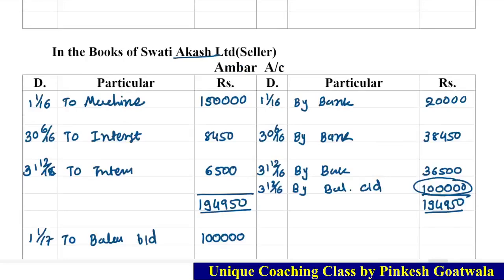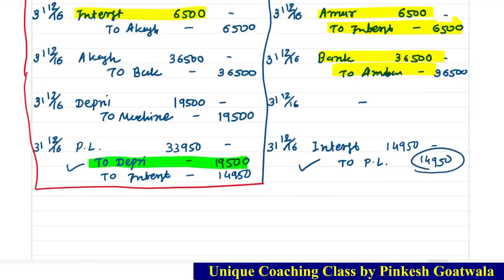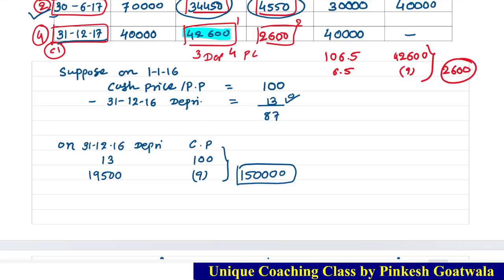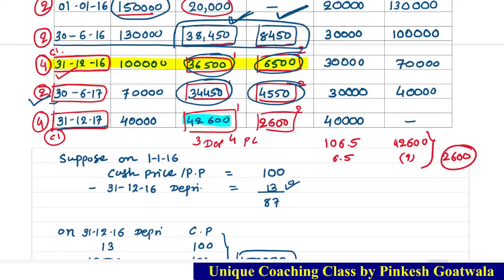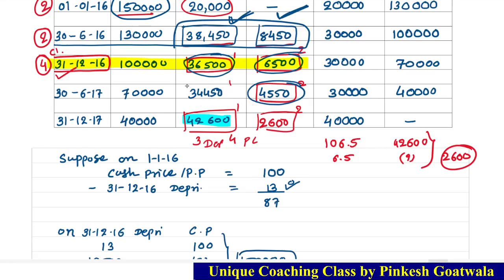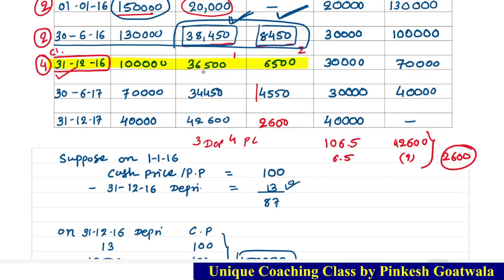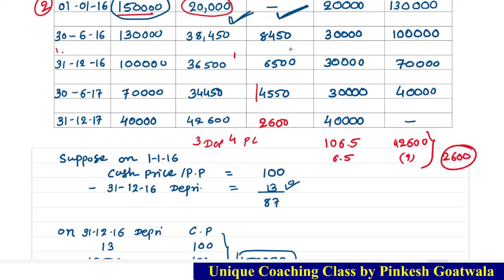Now for the second year we won't write the journal, we just think the journal and give effect. So what journals will come in the second year? First of all, we should write two journals about 30 June 17. Then we should write 4 journals for 31st December, right? Just think the journal and give effect. So let's start.